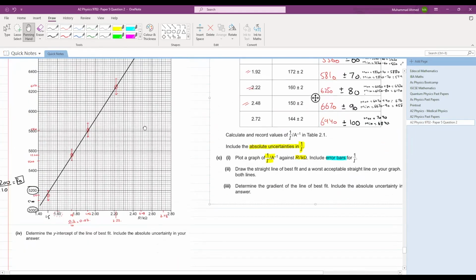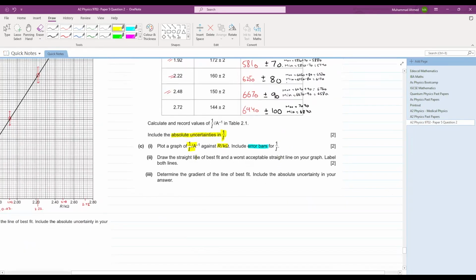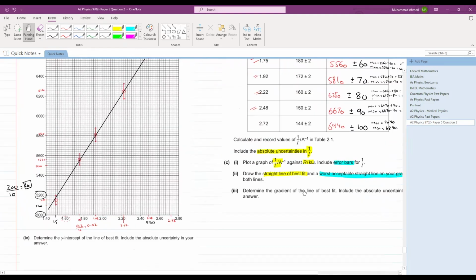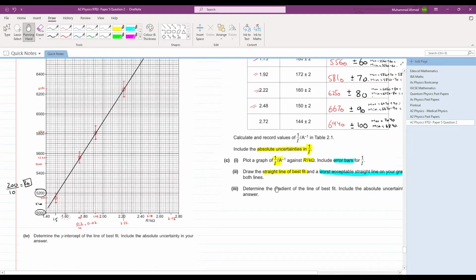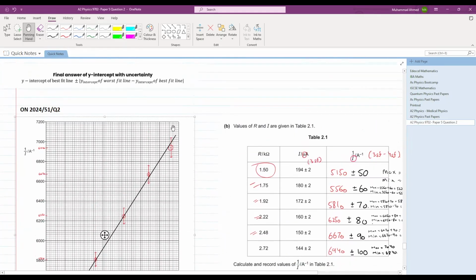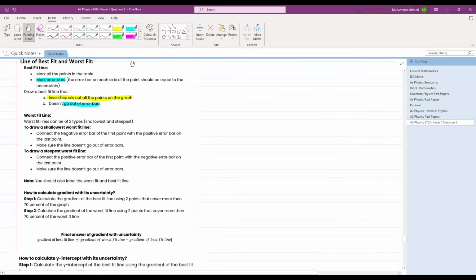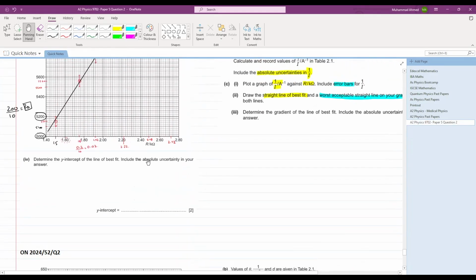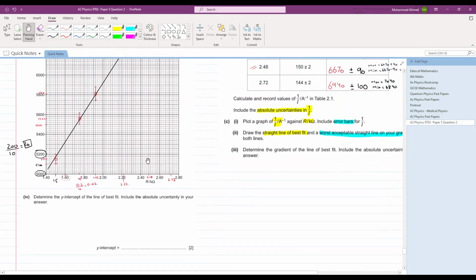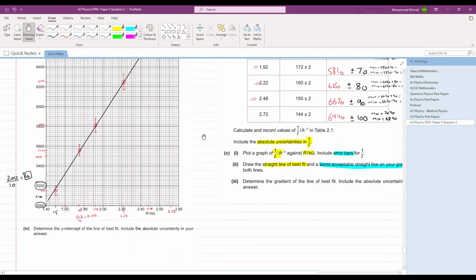You have drawn the line of best fit as well. You have drawn the error bar as well. Now let's come on to the worst acceptable straight line. How will you draw the worst acceptable straight line? So now there are two ways to draw the worst acceptable line. Either you can draw the shallowest worst fit line, or you can draw the steepest worst fit line.